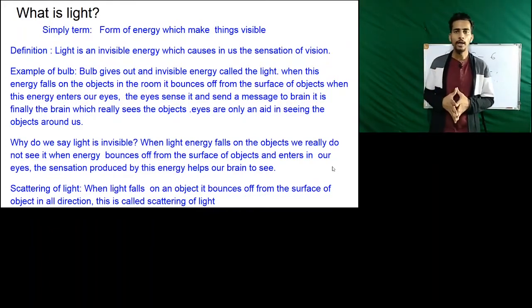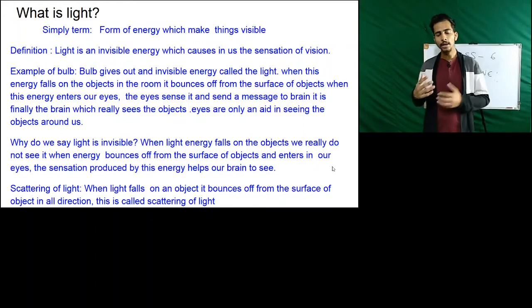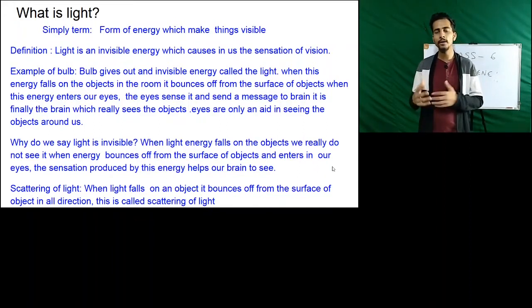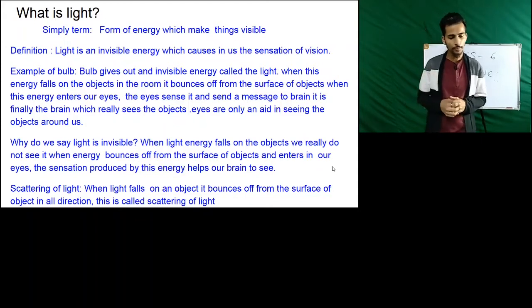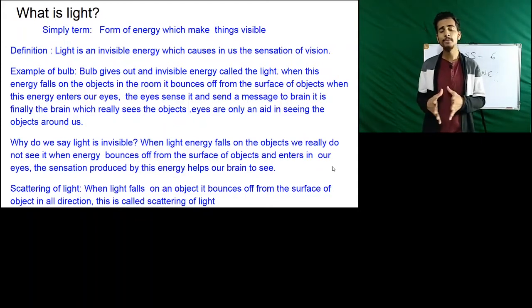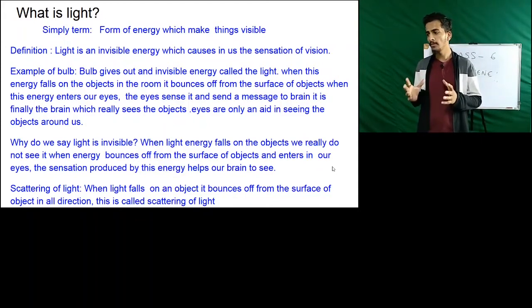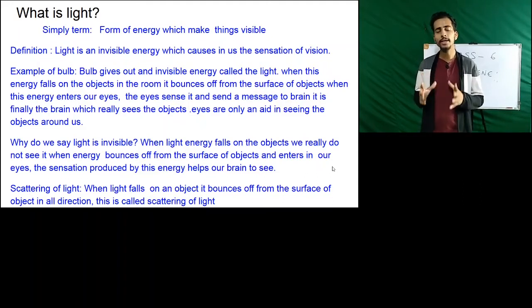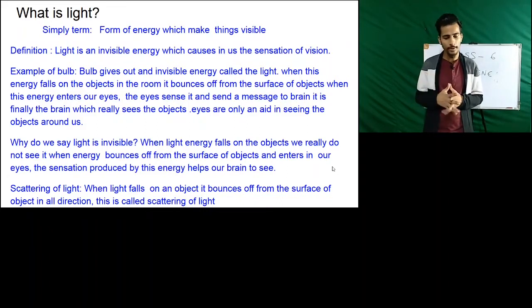Now light is energy which makes things visible. We will understand it by taking the example of a bulb, as I told you. The bulb gives out an invisible energy. So the first thing we need to understand is that light is energy which we cannot see. It is invisible, we can just sense it, and it is called light.